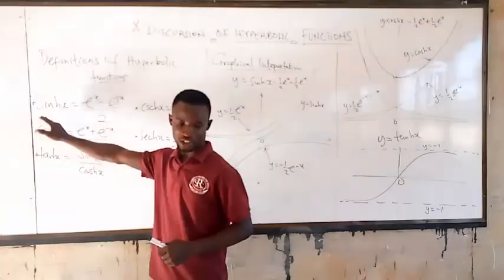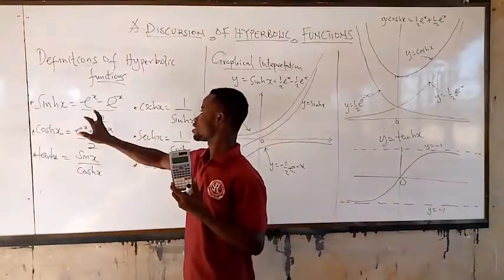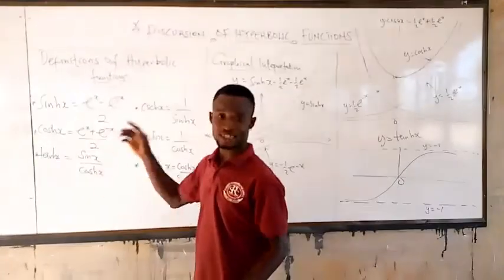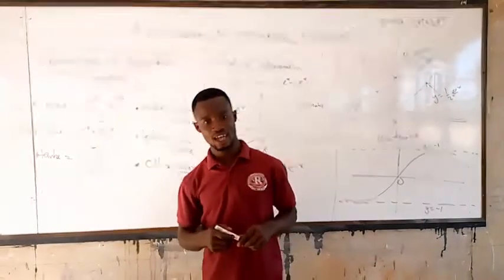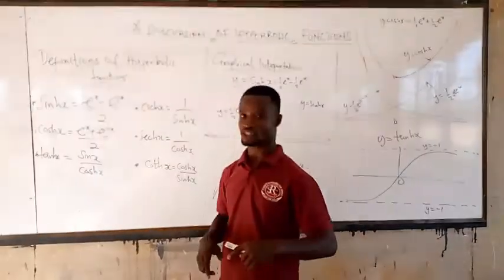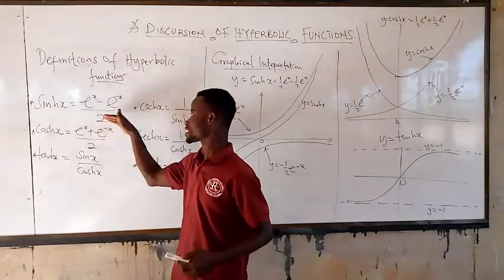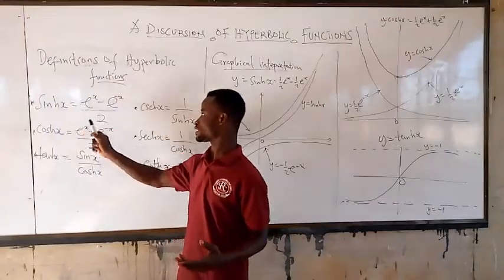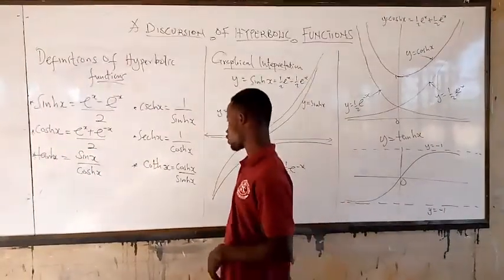On your calculator, you will not be seeing these functions. Sinh x is not the same as sin x, and cosh x is not the same as cos x. Trigonometric functions are different from hyperbolic functions. So it makes meaning when we translate it this way. Take note that the negative sign is here, but here there is no negative. And this is the reciprocal of this.